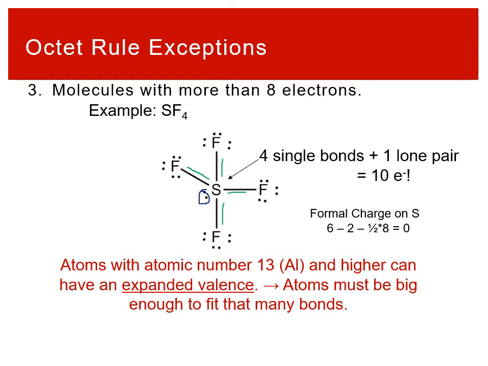When we are going to use expanded valence in a Lewis structure, the atom needs to have an atomic number of 13 or higher. Smaller atoms, like say fluorine that has atomic number 9, cannot have an expanded valence. The reason for this is we know as the atomic number gets larger, we're moving down the periodic table, atoms get larger. The atoms just need to be big enough to fit that many bonds. There are so many more bonds and lone pairs on this sulfur that it needs to have the size in order to accommodate that.